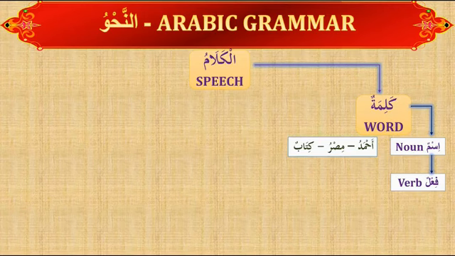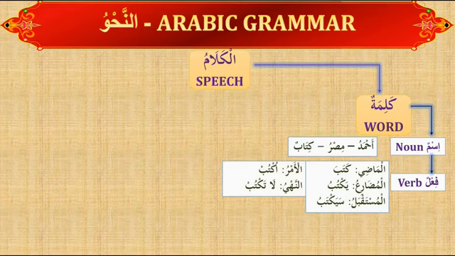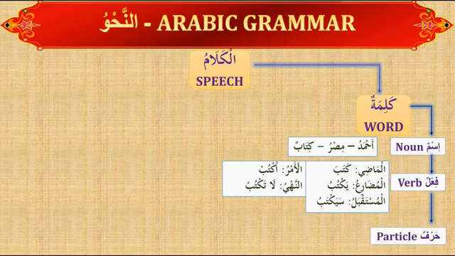It is of five kinds, tenses: past, present, future, command, and forbid. Al-Madi, past tense. Al-Mudari', present. Al-Mustaqbal, future. Al-Amru, command. Al-Nahyu, forbid. Kataba, he wrote. Yaktubu, he is writing. Sayaktubu, he will write. Uktub, write. La taktub, don't write.